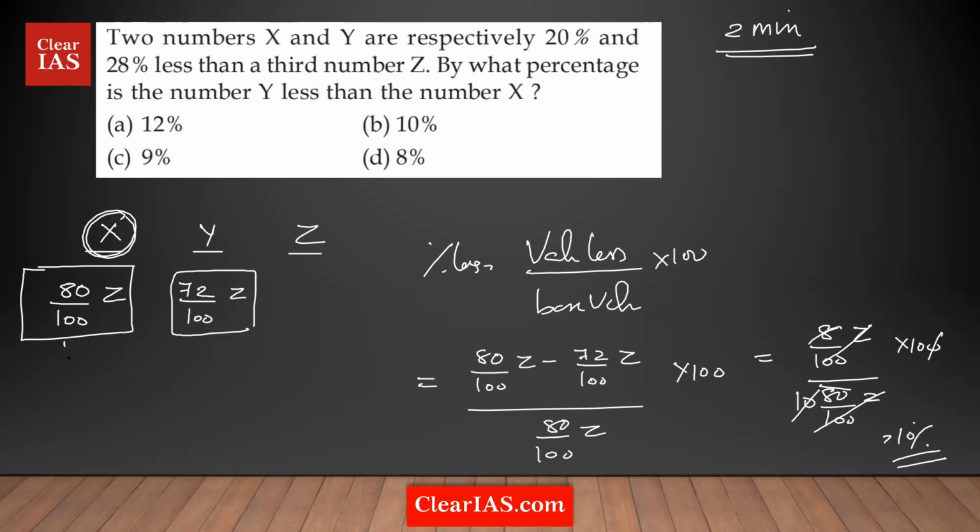So this part is very important. You should be able to figure out X is equal to 80% of Z and Y is 72% of it. Difference is 8.